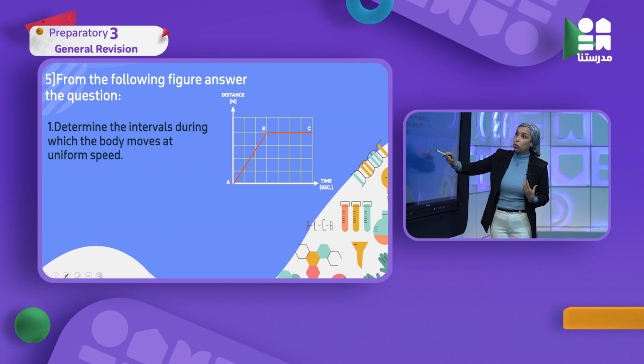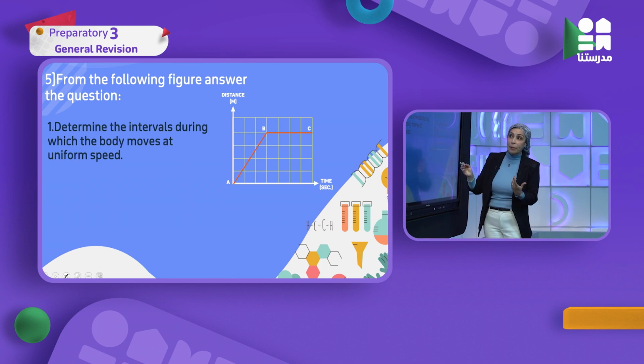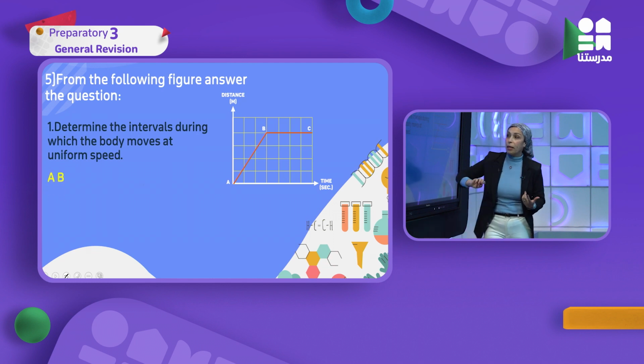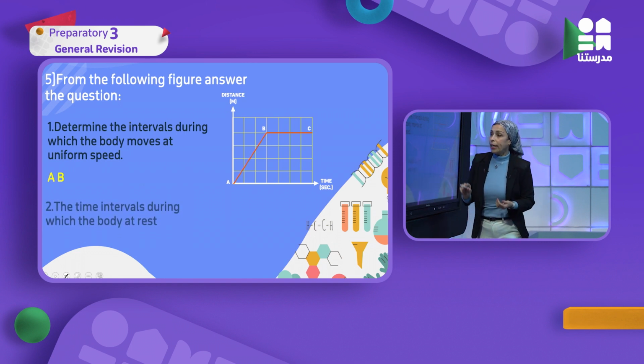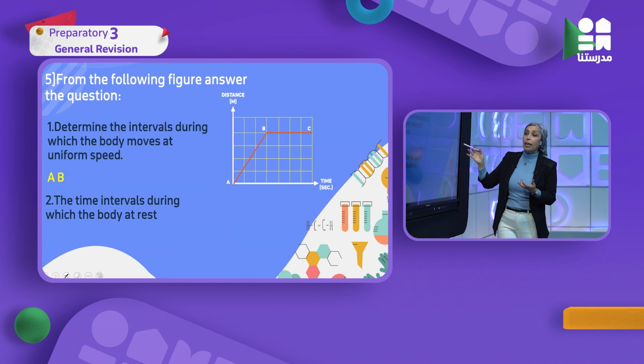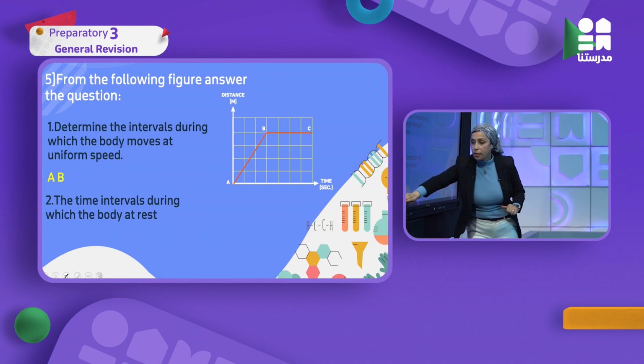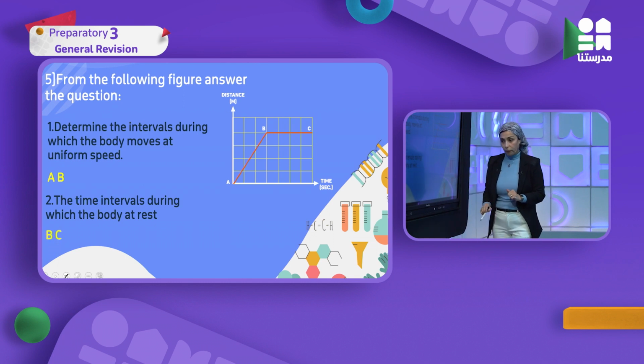He wants me to determine the interval during A to B. The body here moves at uniform speed in which part? In which part does the body move with uniform speed? A, B. Of course, A, B. The second question says: in which time interval is the body at rest, not moving? It stopped. When? Sure. B to C. So the answer is B to C.